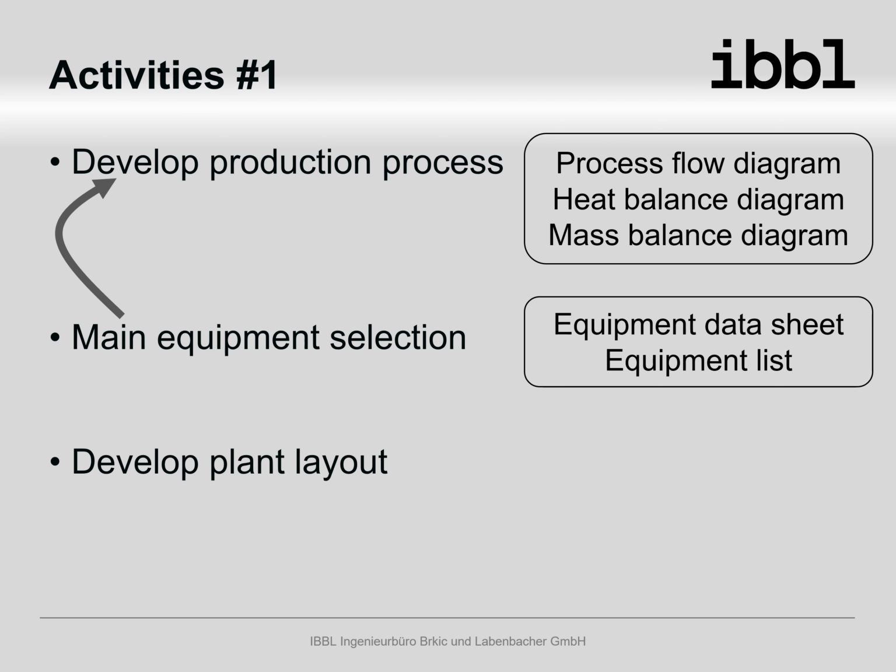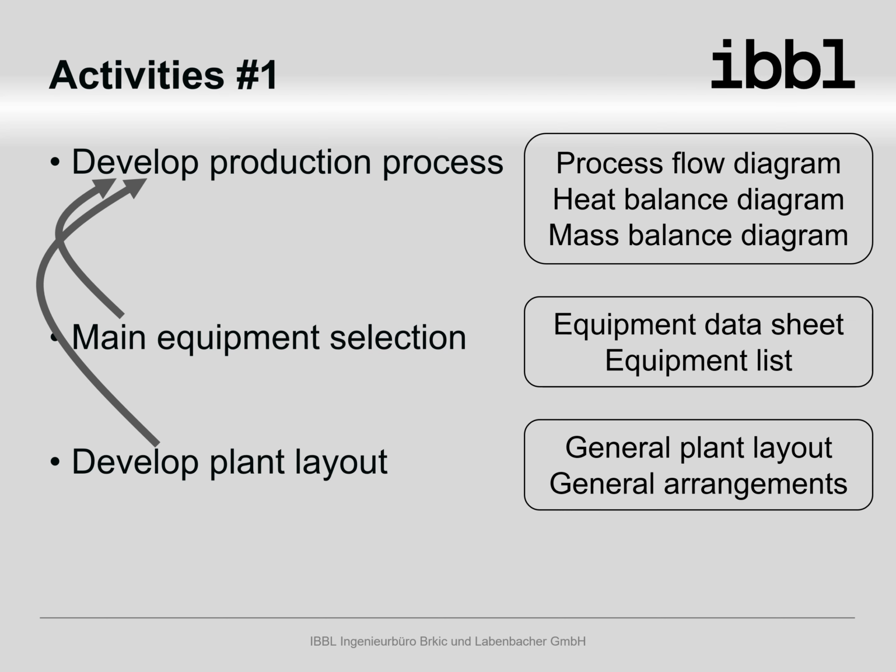Another activity is to develop the plant layout. This means to arrange the buildings and machinery to fit the available land, to show the connection to existing facilities and so on. The results of developing the plant layout may have impact on the process design. The information is presented in the form of a general plant layout. If needed, general arrangement drawings can be prepared. In this stage, buildings and machinery are presented as outlines or shapes.